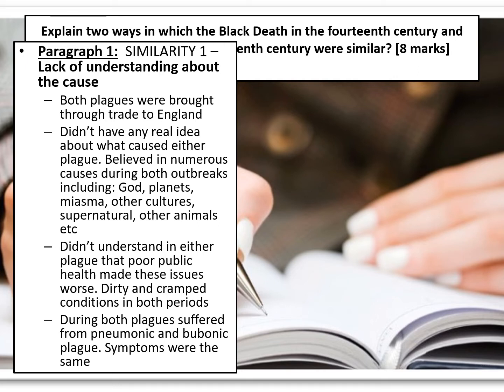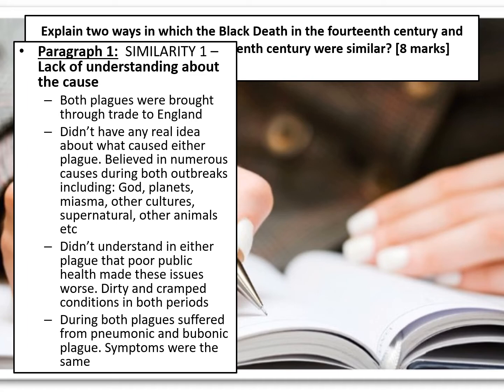Now we need to very clearly state for the examiner straight away that we are talking about the first similarity. So I would say something like, the first way in which they are similar is because in both plagues they had no understanding about what caused disease. Then once I've stated that similarity, I need to back it up with some more own knowledge, because remember I need to get 4 marks out of this paragraph, so I need to show off as much own knowledge as I can.